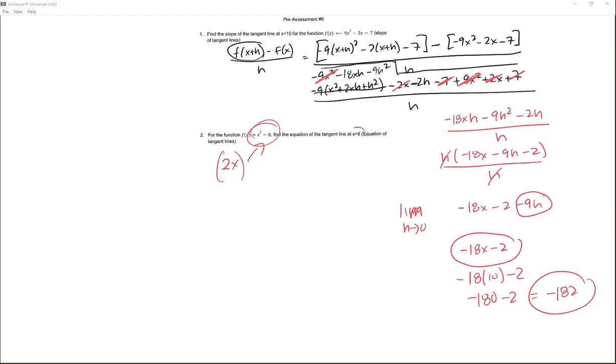Sorry, at 6 it's going to be 12, right? 2 times 6 is 12, so the slope is 12. Okay, and then you're plugging the 6 into the original equation to find the y value. So it will be 6 squared minus 8, which is 36 minus 8, which is 28. So when x is 6, y is 28.